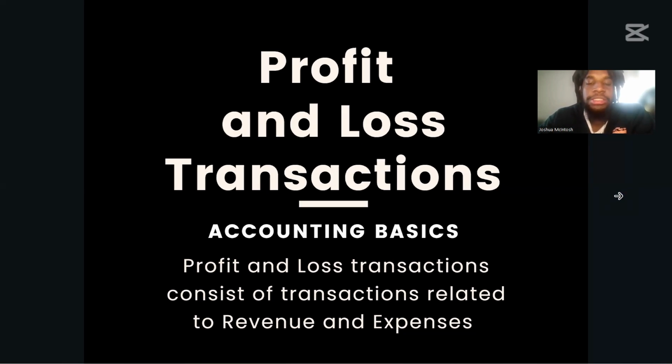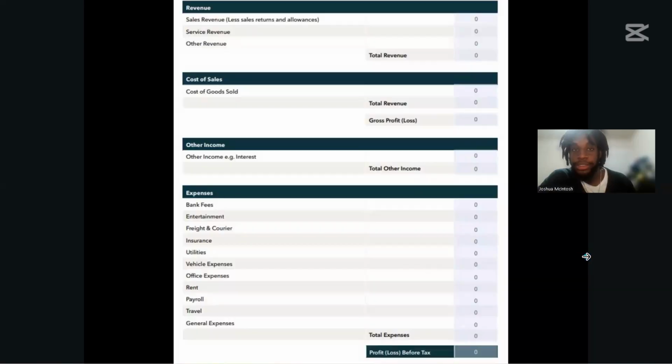Profit and loss transactions consist of transactions related to revenue and expenses. So this is going to be the breakdown of the profit and loss statement. I chose a really simple model so everybody could understand. I'm going to do this before instead of after, since most of the definitions are self-explanatory.